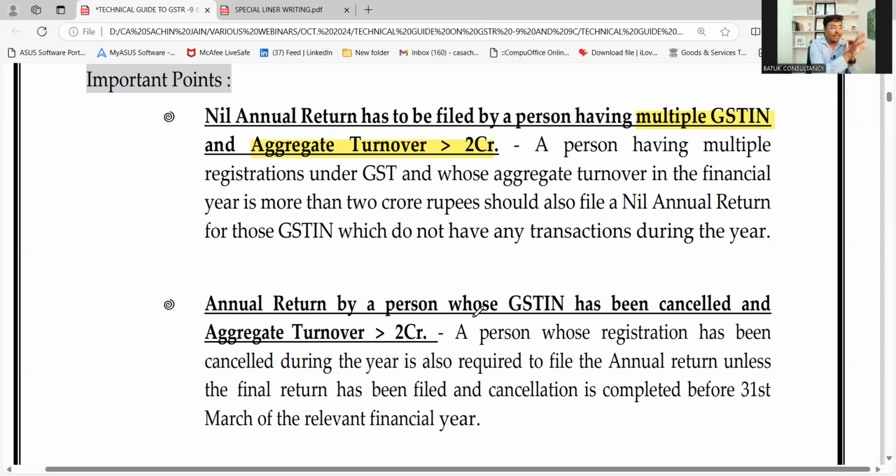Otherwise what happens is, we check the GSTN of our party and say that the turnover is below 2 crore, so there is no requirement to file the GSTR 9 return. Please check whether that person has any other GSTN, and then calculate the aggregate turnover based on the PAN number.